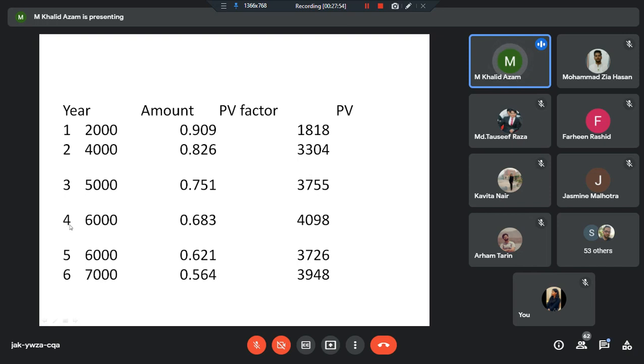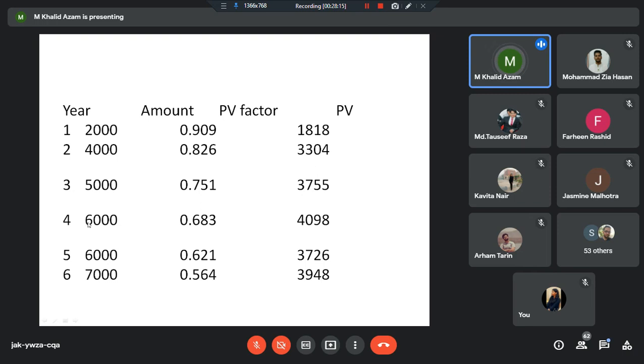6000 you are getting at the end of the fourth year. The value of 1 rupee is 0.683. Somewhere you will find 2 decimal places also, that is acceptable. So 6000 multiplied by 0.683 is 4098. At the end of the fifth year, you are getting 6000.